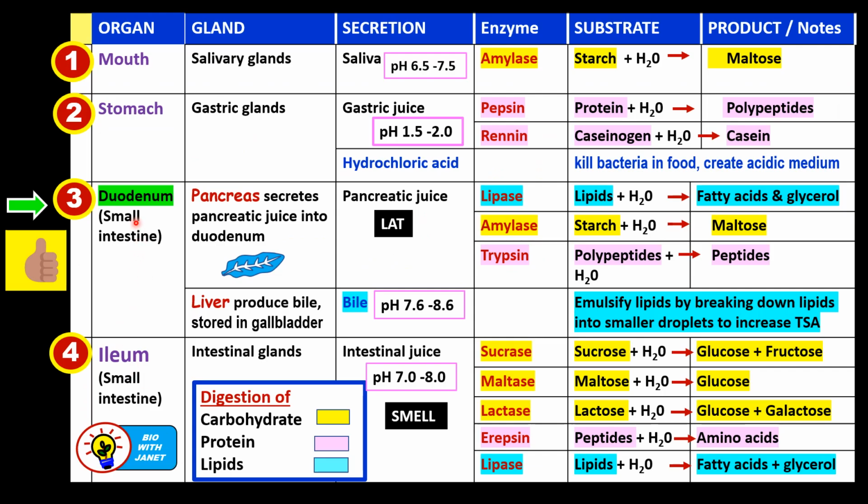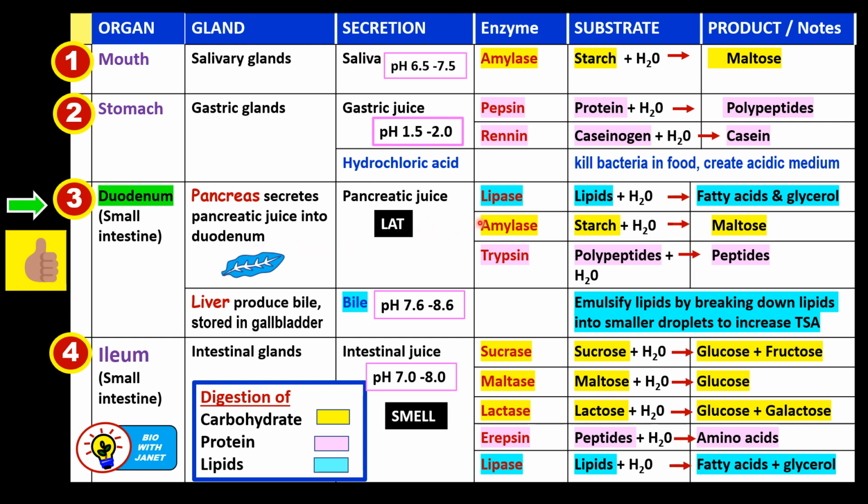Let's go on to the next site of digestion, which is the duodenum. The chyme from the stomach is released into the duodenum, which is the first part of the small intestine. Now, the duodenum doesn't produce any digestive enzymes by itself, so it gets the digestive enzymes from the pancreas. The pancreas secretes pancreatic juice into the duodenum.